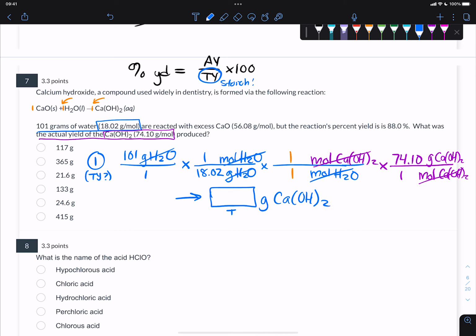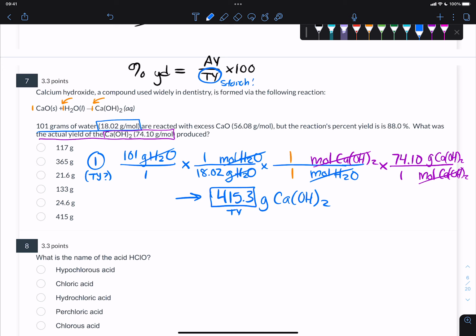And I just need to emphasize again that that's your theoretical yield. When you do stoichiometry and you get that number, that's your theoretical yield. How much would there be if everything works out just perfectly? So I'm going to do the calculation live with you. It's 101 times 74.10, dividing that by 18.02, and I get about 415.3.